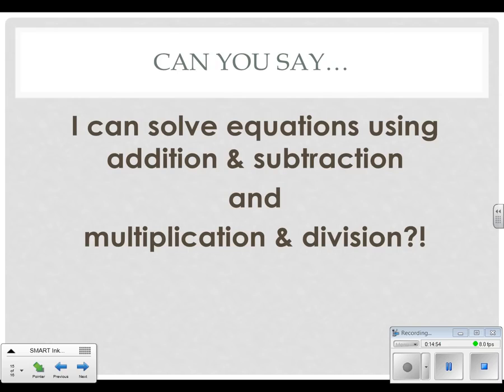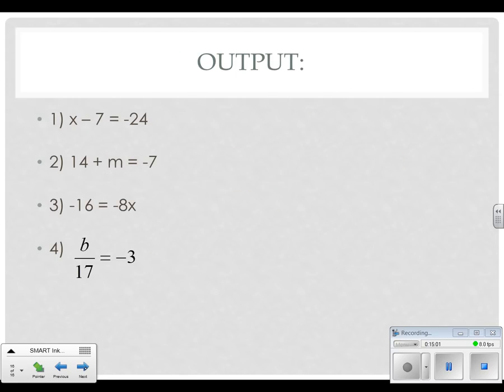Can you say, I can solve equations using addition and subtraction and also multiplication and division? Please work your output out in your notebook for the day and be prepared with questions for in class.